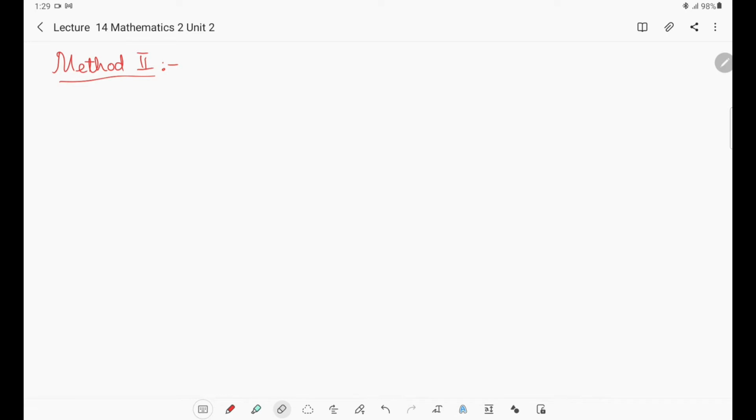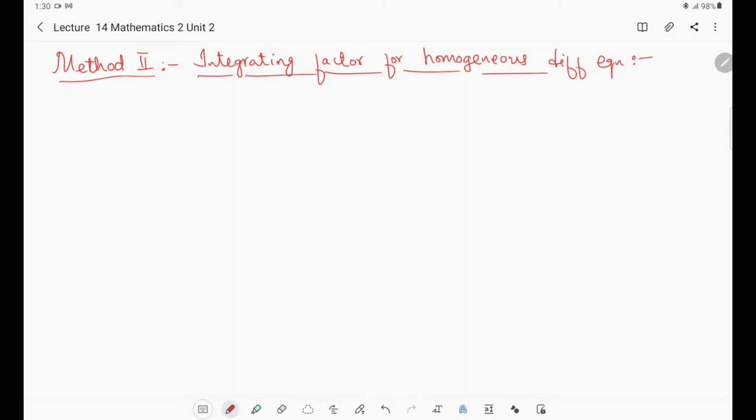Now we are going to discuss the second method. In this we will find the integrating factor for a homogeneous differential equation. Suppose the given differential equation is non-exact and homogeneous, then what will be the integrating factor? Why are we finding the integrating factor? If we get the integrating factor, then we can multiply the non-exact differential equation by it, and that will become exact. If it becomes exact, we know how to solve that, right?